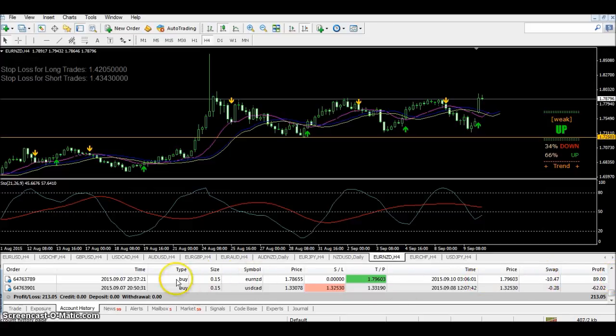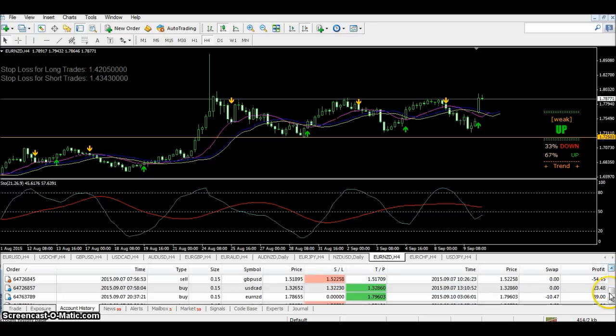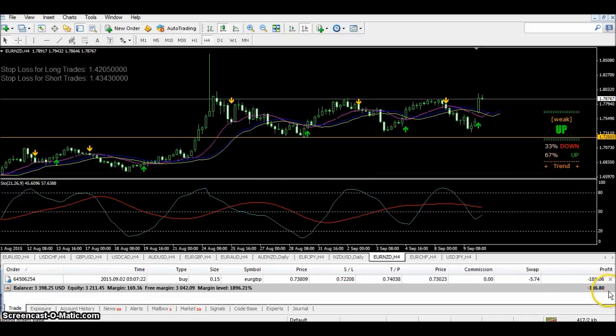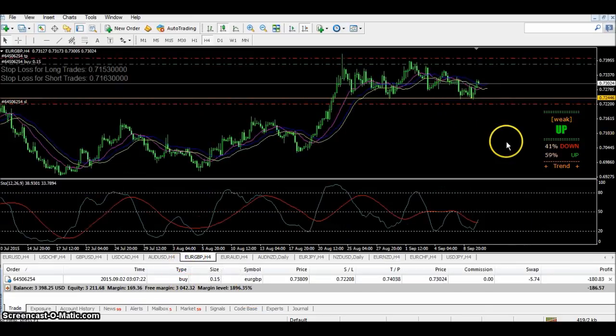These things don't always go in order. They go in order of how you take out your orders. So this is the stop loss that hit before, and then this is the one that just took profit, so it ended up above it. But it took profit of $89. So now we're at $213.05 in profit. And I'm still waiting on this Euro Great British Pound.